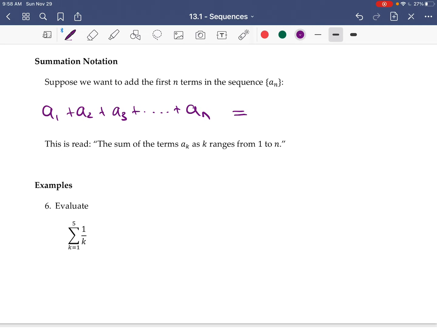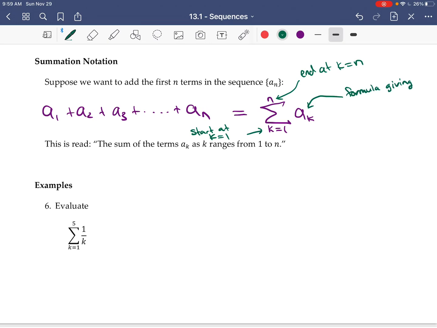It uses what we call a sum. The notation is a capital sigma, and then we write that we want to add a_k, and I'm going to write k equals 1 to n. Let's explain these. This means that we're going to start at k equals 1, and this thing up here means that we're going to end at k equals n. And then the a_k is the formula giving the number to add to the sum, the number to add for each term.